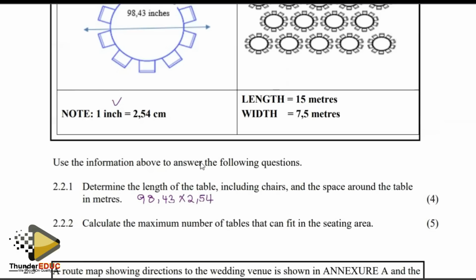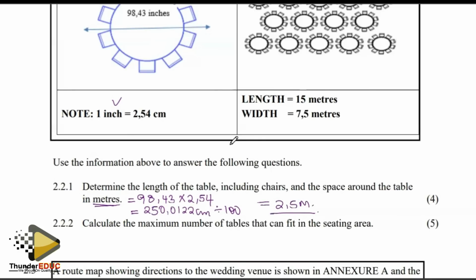So we shall change to centimeters. When we change to centimeters, 98.43 times 2.54, we have 250.0122. These are centimeters. The answer is needed in meters, so we divide by 100, sorry, 100, not 1,000. And the final answer comes to 2.5 meters.